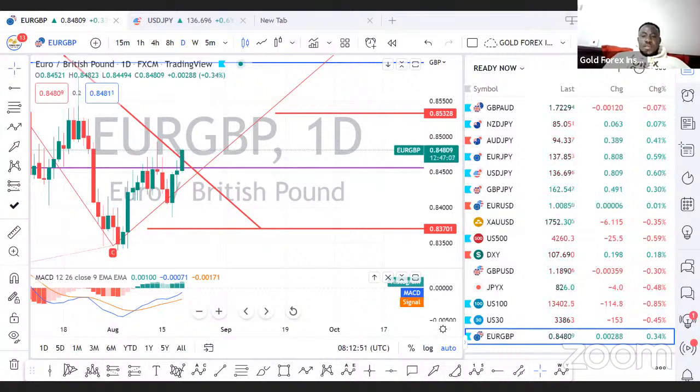Okay. So I almost closed this trade, but you said we should hold it now. You are very right. It's working as predicted.